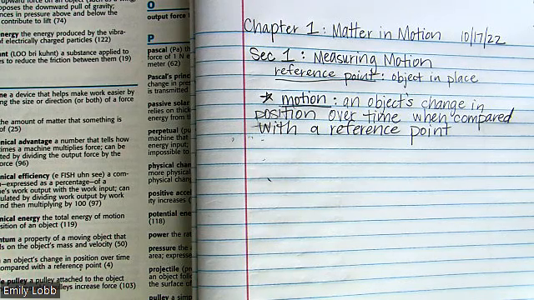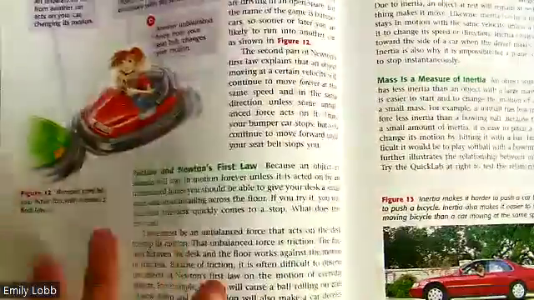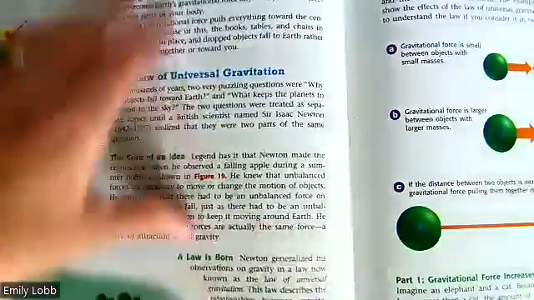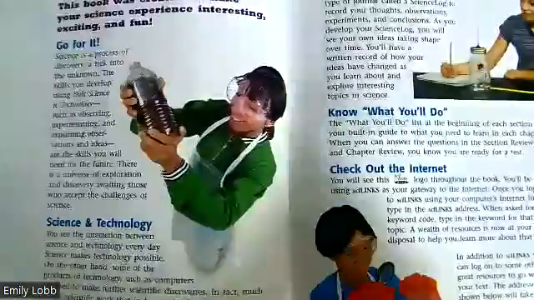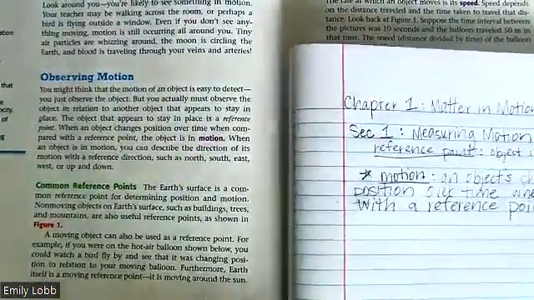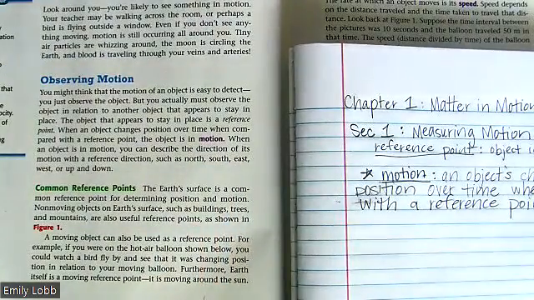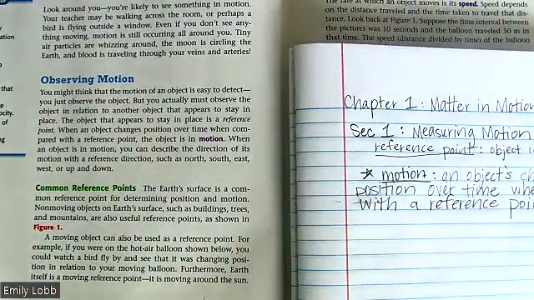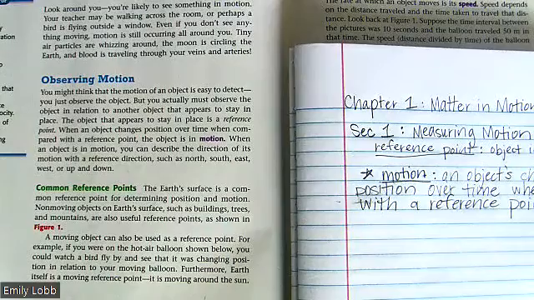All right. Let's go back to our section here. All right, back to page 4. We just defined motion. When an object is in motion, you can describe the direction of its motion with a reference direction, such as north, south, east, west, or up and down, or right and left, forward, backward, right?